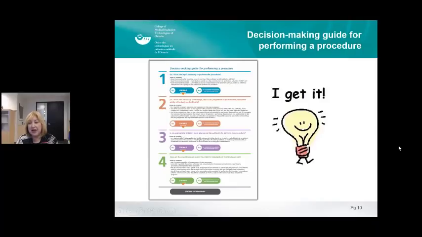So our new publication, at the very back, there is a decision-making guide for performing a procedure. And so this is a step-by-step process around 4 key questions that we hope will be able to help our members make sure that they have all the requirements in place before they perform the procedures.